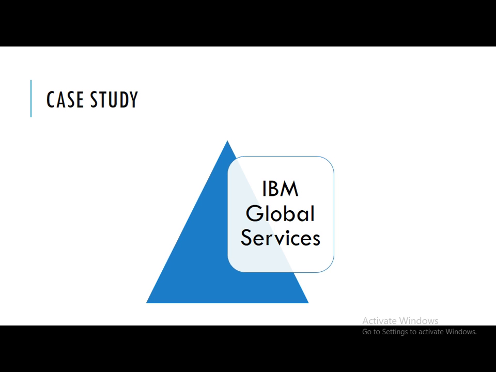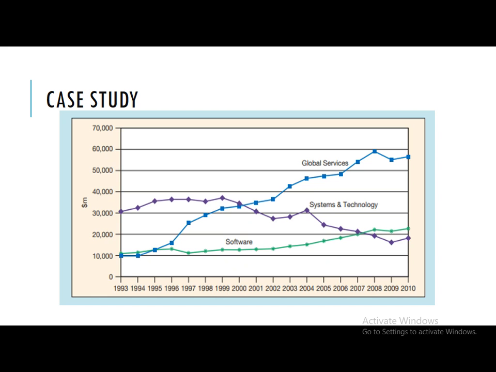Now, there is a small case you can read from the book, that is IBM Global Services, and I will share the soft copy of this case study with you. Go through the case study and you can solve it. So, this is about IBM Global Services. IBM is widely regarded as a successful global service company providing its business customers with solutions to their problems.